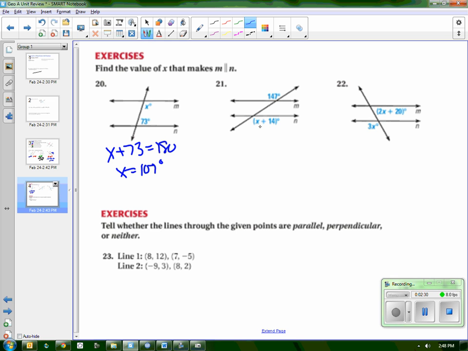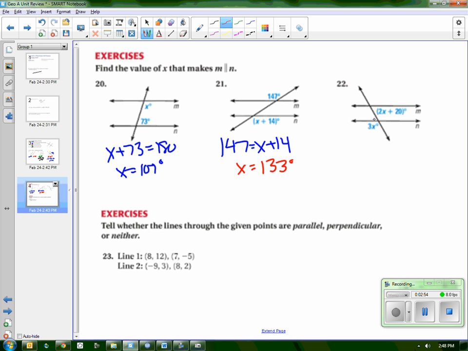Down here we got exterior angles on opposite sides, so these are alternate exterior angles, which means they are congruent. So 147 equals x plus 14. If you subtract 14, you're going to get x equals... wait a second, 147 minus 14 is 133 degrees. I can subtract real good.